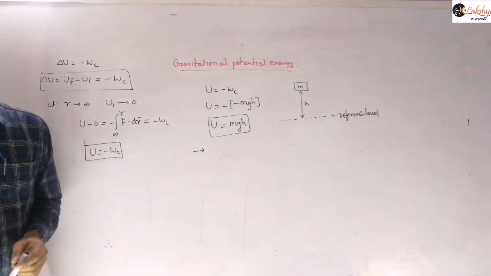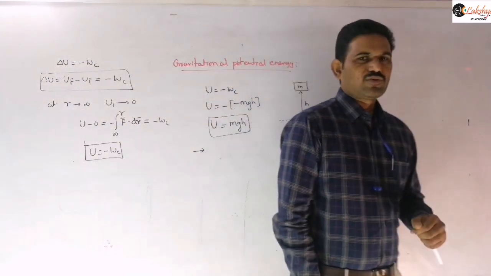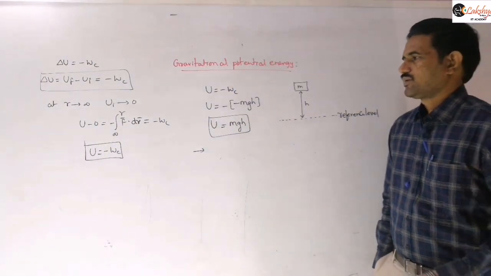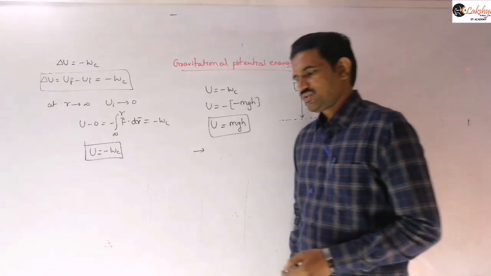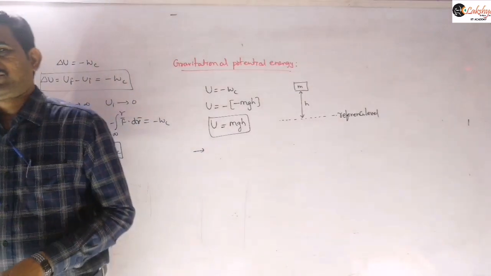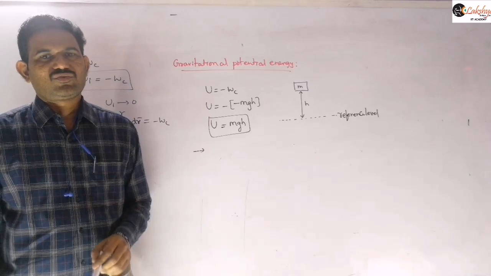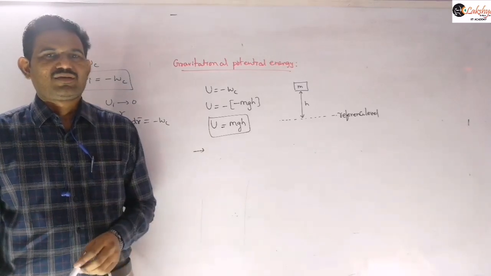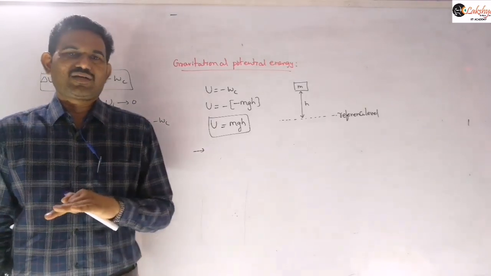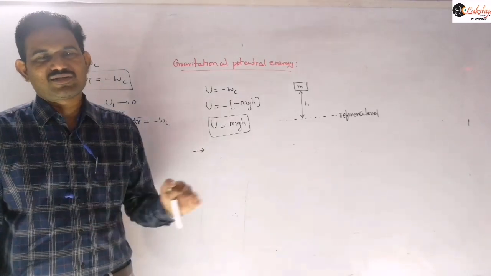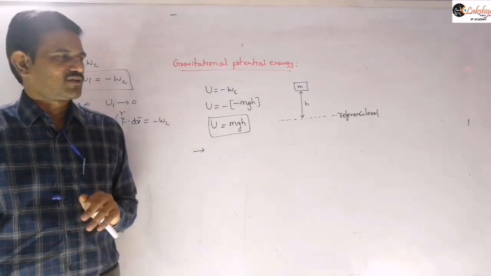Therefore, to write the gravitational potential energy of any object, first we need to choose a reference level, which is our choice. That means any level you can take as reference. Generally in lower classes you may think that ground level is taken as a reference. Any level you may take as a reference level. So that is the thing here.